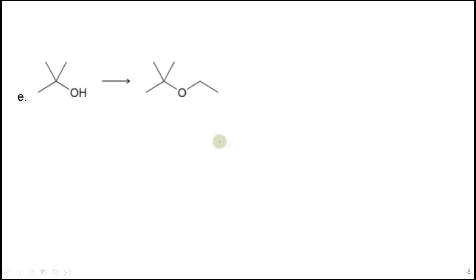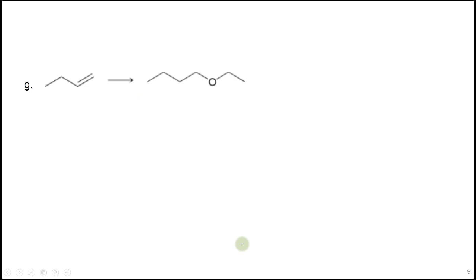For this synthesis, I'm looking at forming an ether. So this one can be done in one step. NaH. I'm just adding this ethyl group. So ethyl bromide or bromoethane. And here I'm adding 1, 2, 3, 4. This ether. This one can also be done in one step.